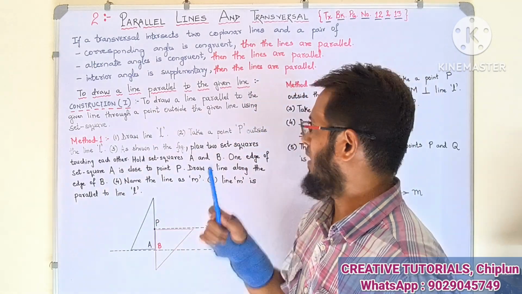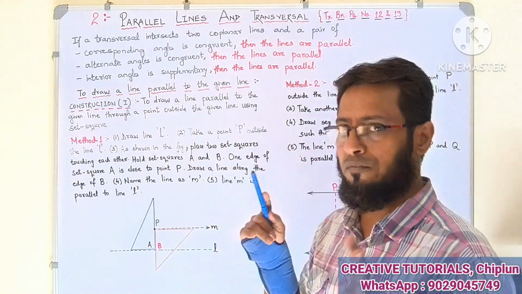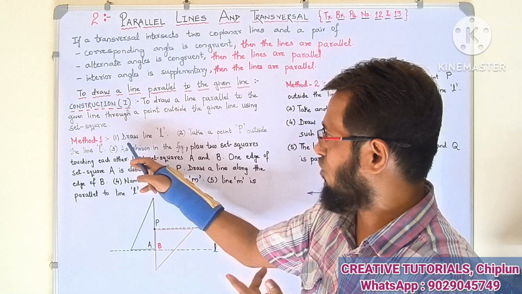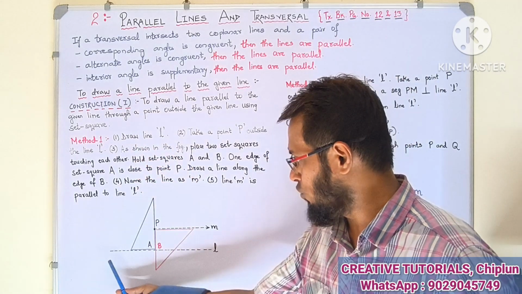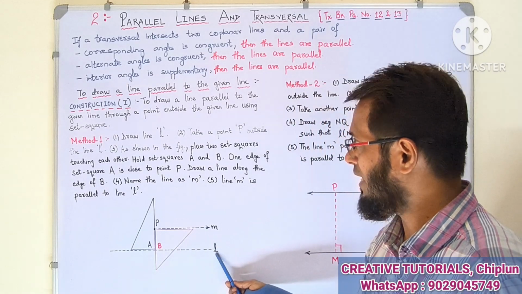So method number 1 and method number 2 have the same construction, with these two methods being given in the textbook. Let us see one by one. Method number 1 says that first we draw a line L. You can see I have drawn one line L over here.